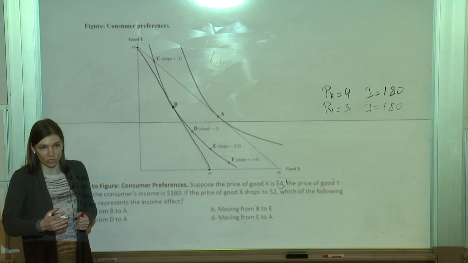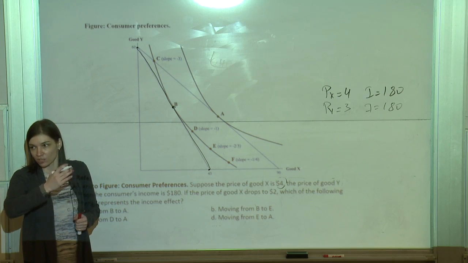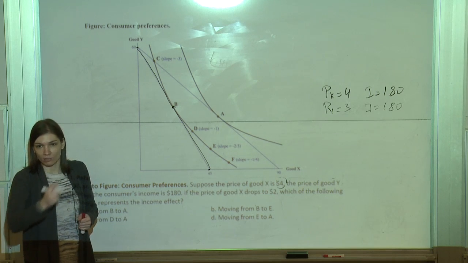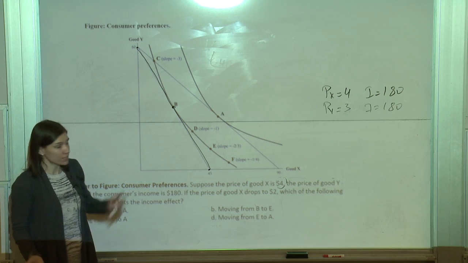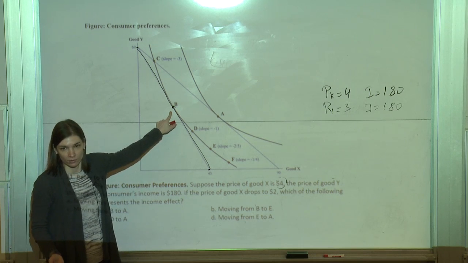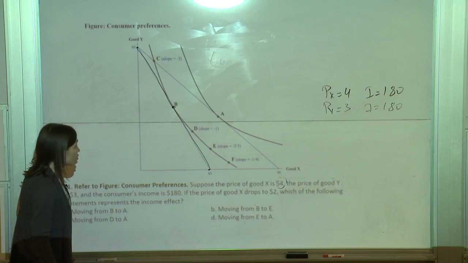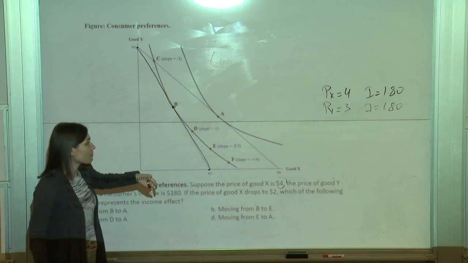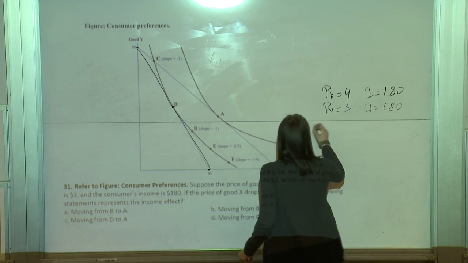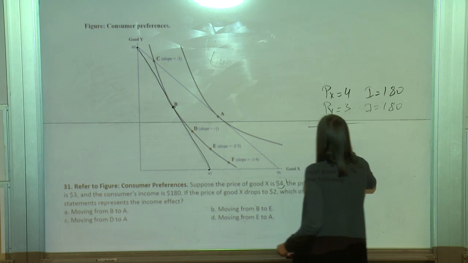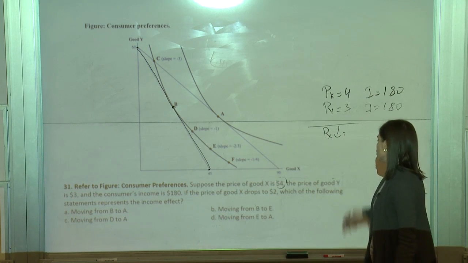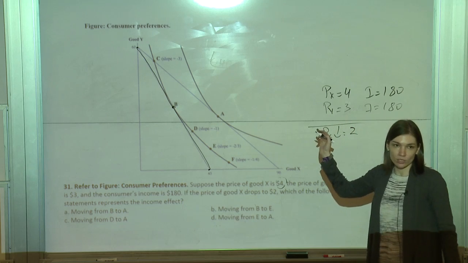the slope of the budget line. In other words, where the budget line is tangent to the indifference curve. It's tangent at this point, right? So we're going to start at point B. Then what happens? The price of good X goes down to $2, Y is still the same.